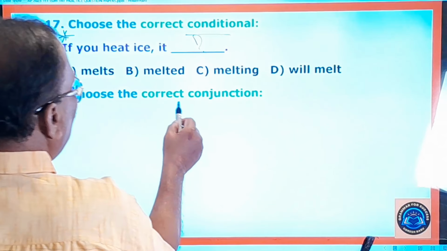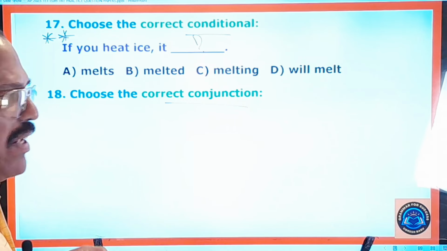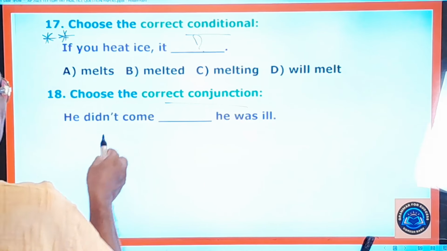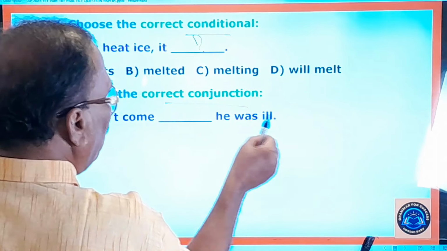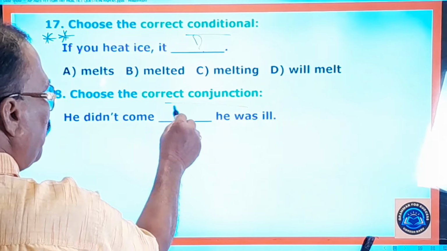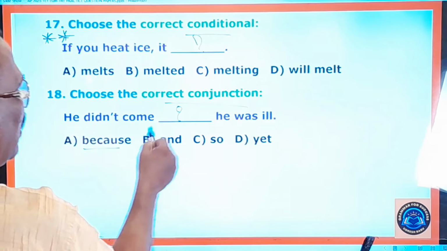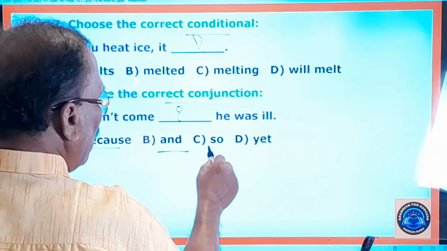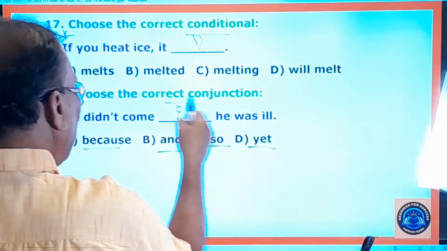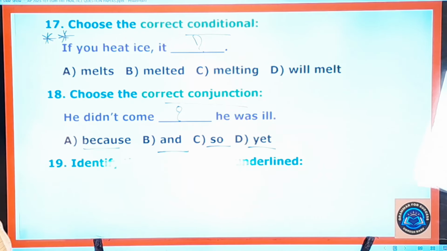18th question. Choose the correct conjunction. On conjunctions also, a question is given. And here you pay attention. He didn't come dash, he was ill. So what is to be used in this blank? Let us look at the given options. Because he was ill, and he was ill, so he was ill. Which conjunction is to be used here? You know very well. You go to the next question.